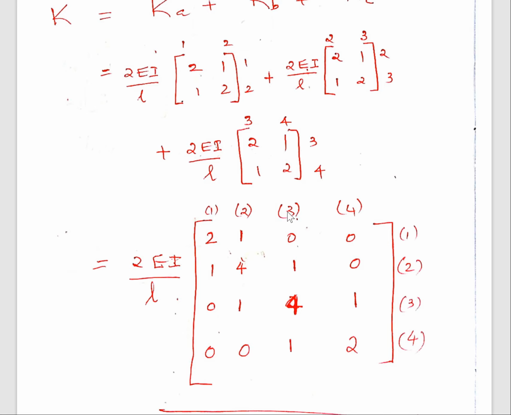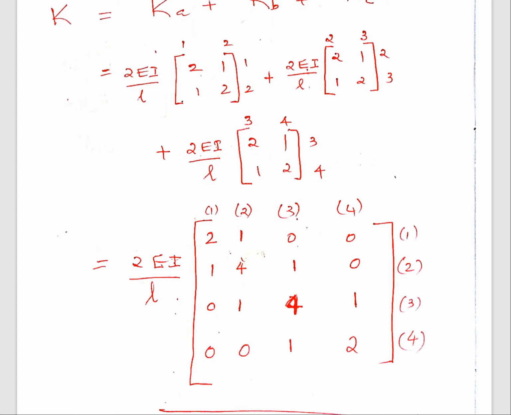So the third column and first row element is 0. Again, the fourth column, first row element is 0 because we don't have elements corresponding to third column first row and fourth column first row.